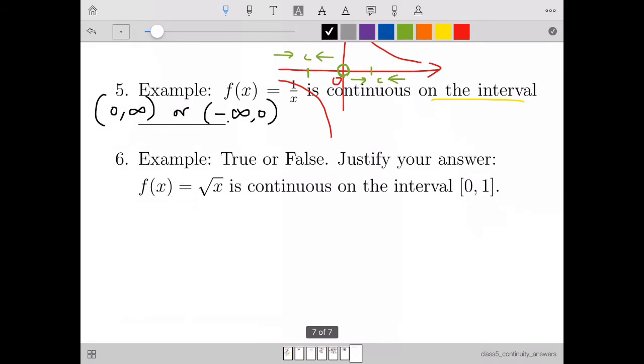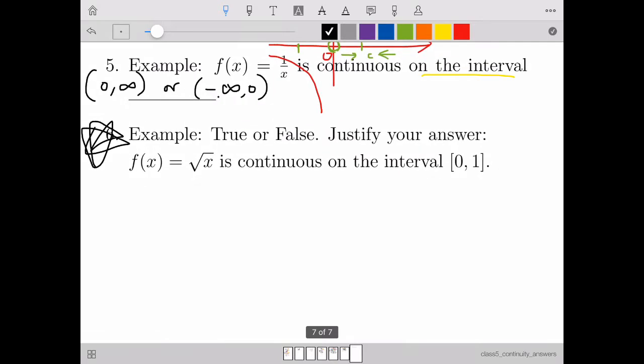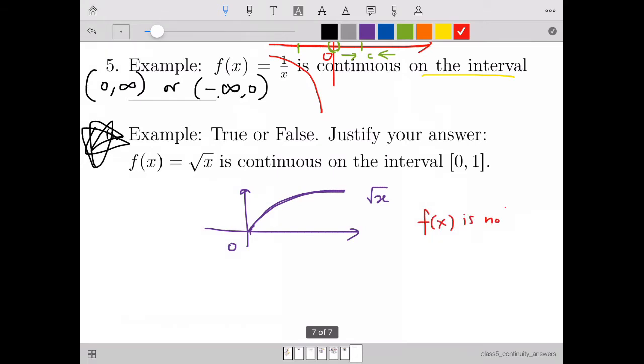6. True or false, justify your answer. So you're going to see such problems on the exam, right? f of x equal to square root of x is continuous on the interval [0, 1]. So the graph of square root of x is this. So f of x is not continuous at 0, because we cannot take the limit from both sides of 0. There is nothing on the left-hand side.